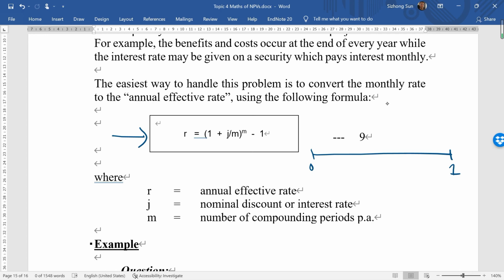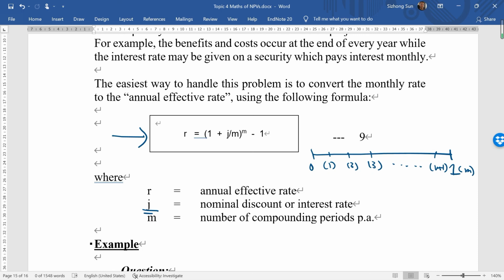J is the nominal interest rate per annum. However, within this year, there is compounding, m times. So interest is compounded at m periods. For example, m could be equal to 4, which is quarterly compounding, or m equals 12, monthly compounding.